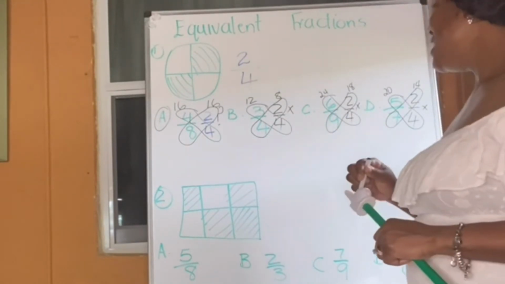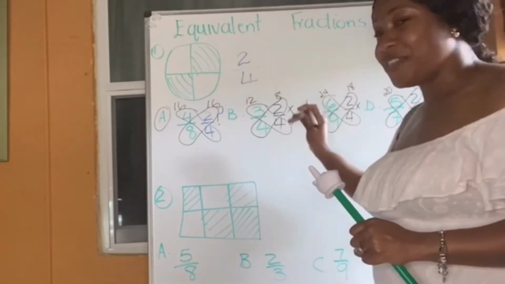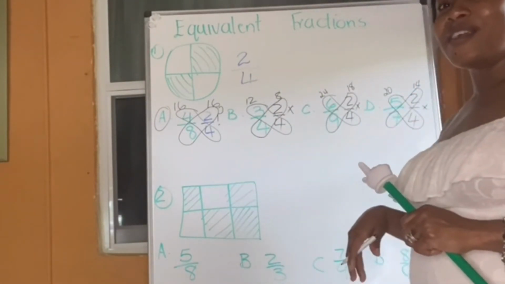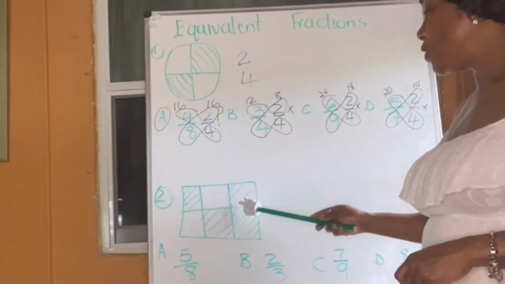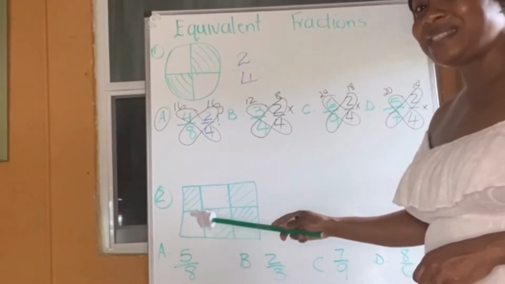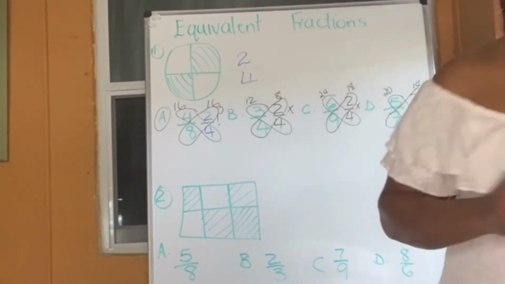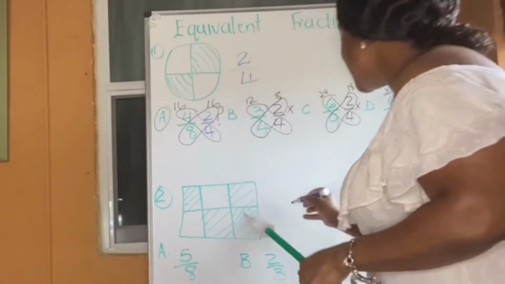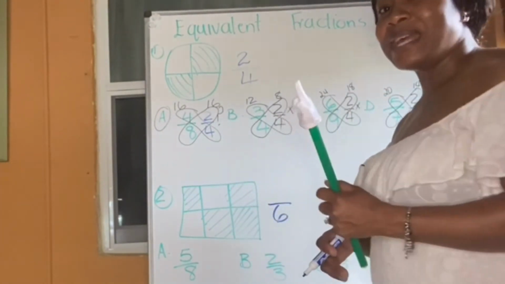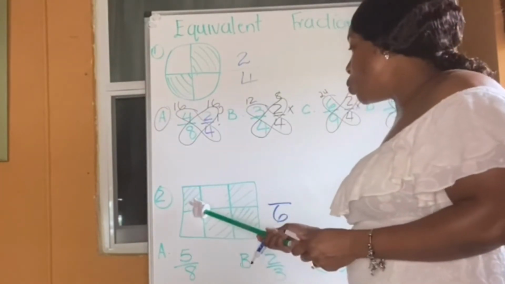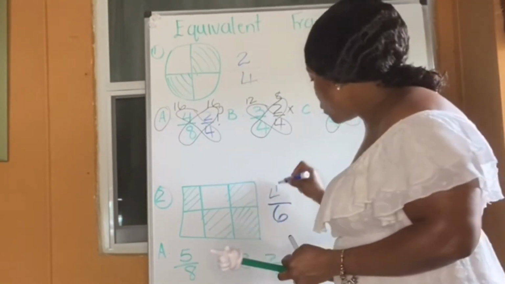All right. Now, we're going to look at number 2, and then we're going to use another method to figure out if they are equivalent. So here we have 1, 2, 3, 4, 5, 6. So the whole is divided into 6 equal parts. That's our denominator. Remember, the shaded parts represent the numerator. So 1, 2, 3, 4. So our numerator is 4.